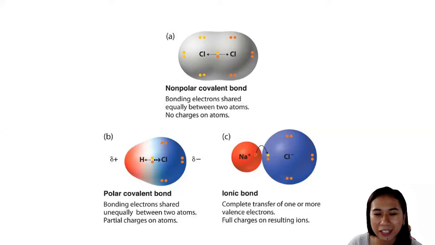Okay? So ionic, this is between a metal and non-metal, positively charged and negatively charged. So complete transfer. Kapag ionic, complete transfer, no? Transfer of electrons. Kapag covalent lang, that's sharing of electrons.